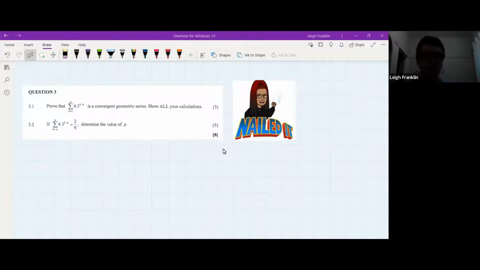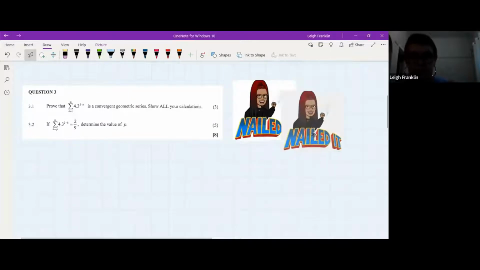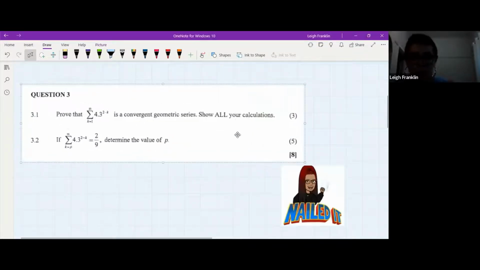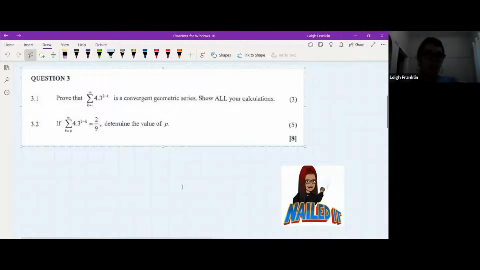Then they give us the infinity symbol at the top. I hope you can see that. It's the sum to infinity. Let me make this a little bit bigger. I think that's better. So prove that the sum to infinity for the rule 4 times 3 to the power of 2 minus k, where k is equal to 1, is a convergent geometric series. Show all your calculations.